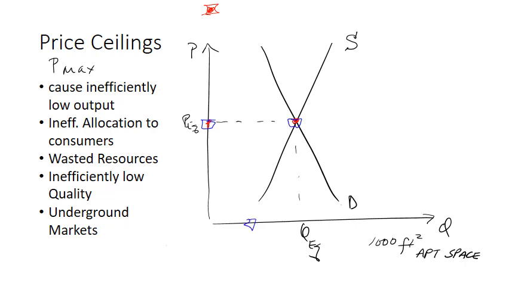So what happens when we actually impose a price maximum? In order for it to matter, it's got to be below the equilibrium. Otherwise, everyone would just ignore it and transact at the equilibrium price. So essentially what you're doing with a price ceiling is you are lowering the price.